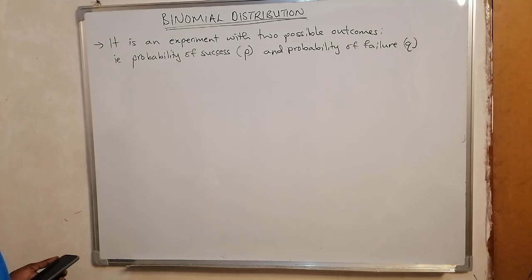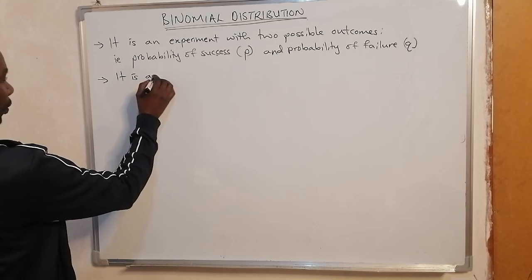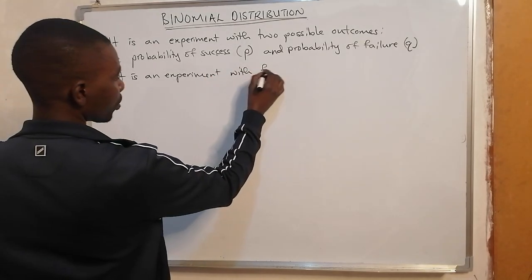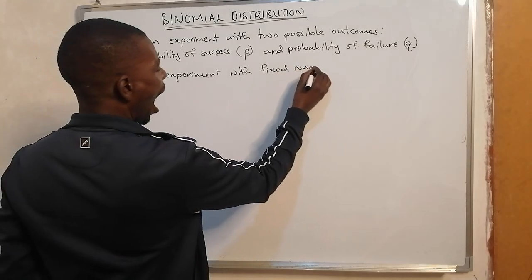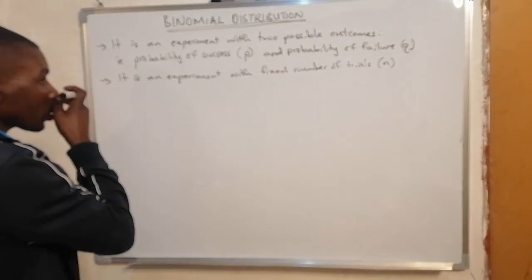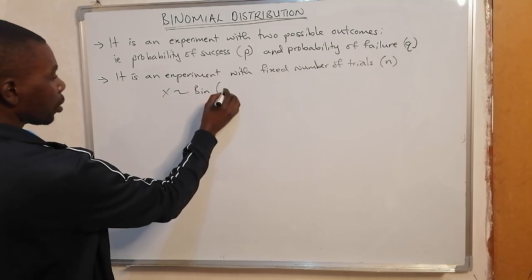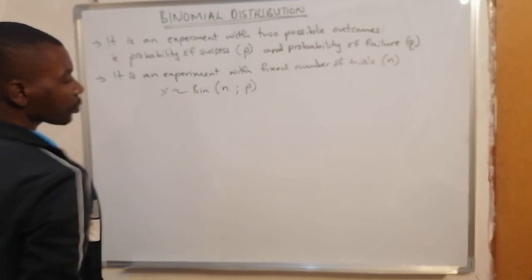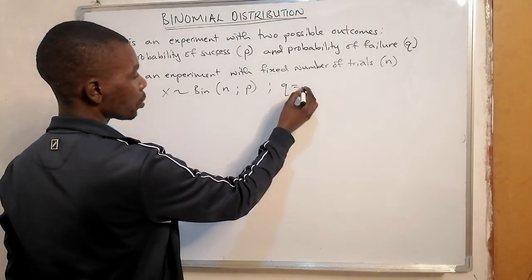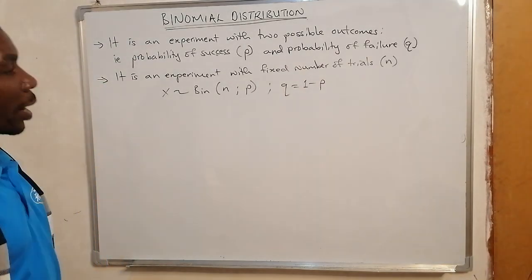Right. Also, it is an experiment with a fixed number of trials, which is called N, right? So the distribution is written as follows: X follows binomial distribution with N and P. So this is the probability of success and this is the number of trials. Then when we want Q, we use Q equals 1 minus P, since probability of success and probability of failure add up to 1, right?